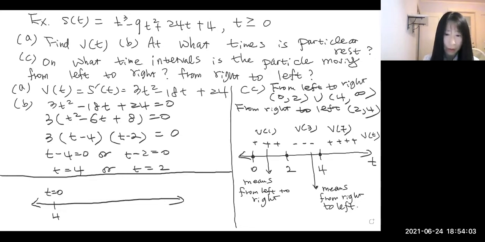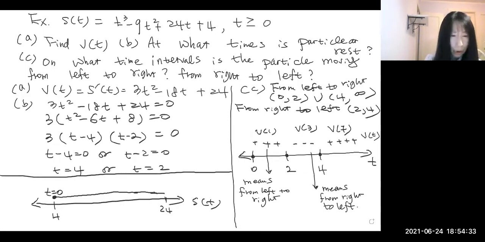Where is the s of t? Looking at the s of t, when t equal to 0, we get 4, right? Then they go this way, right? Then 24. So that is when t equal to 2. Okay. Now they change the path like this, and like that.